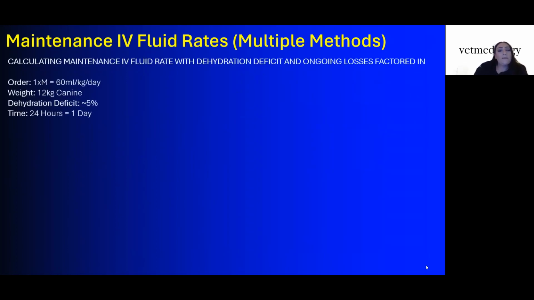Now, to calculate maintenance IV fluid rate with the dehydration deficit and ongoing losses factored in. So same order, basically, 1 times maintenance at 60 mils per kg per day. Weight is a 12 kilogram canine. The dehydration deficit is about 5%, and time is 24 hours, 1 day.